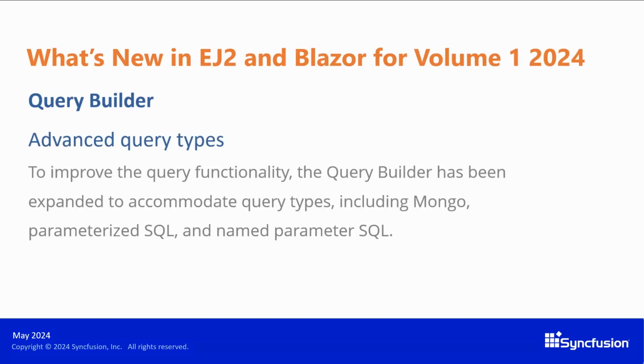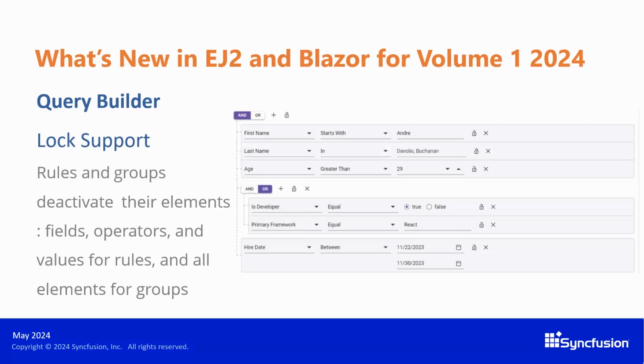Next, we have three updates in the Query Builder component. The first one is advanced query types. To improve the query functionality, the Query Builder has been expanded to accommodate query types including Mongo, parameterized SQL, and named parameter SQL. Users can seamlessly import these queries into the Query Builder for enhanced versatility.